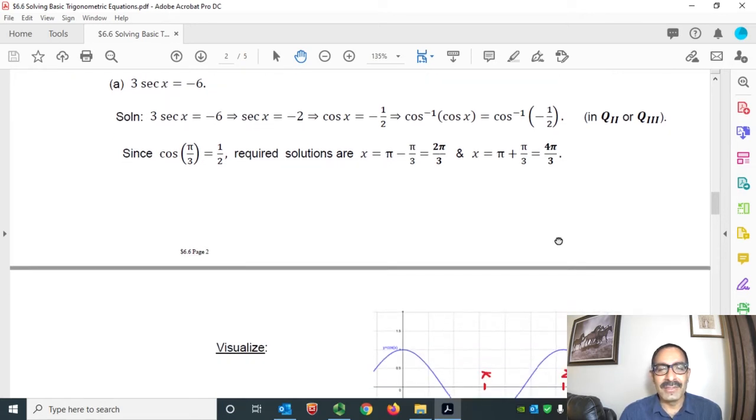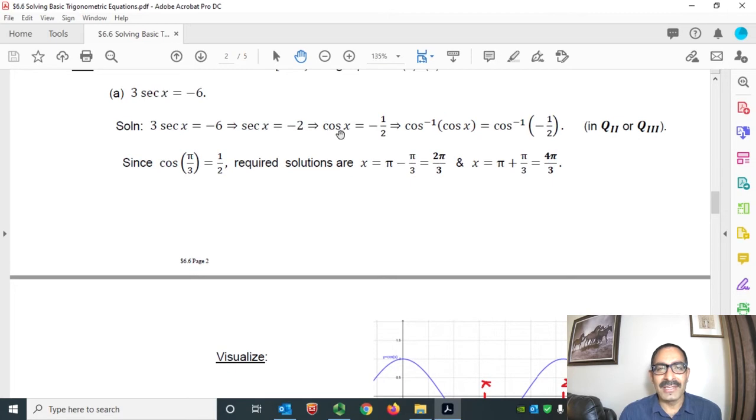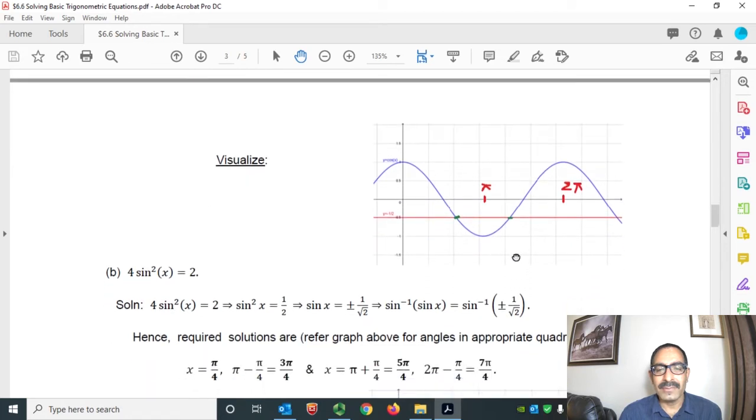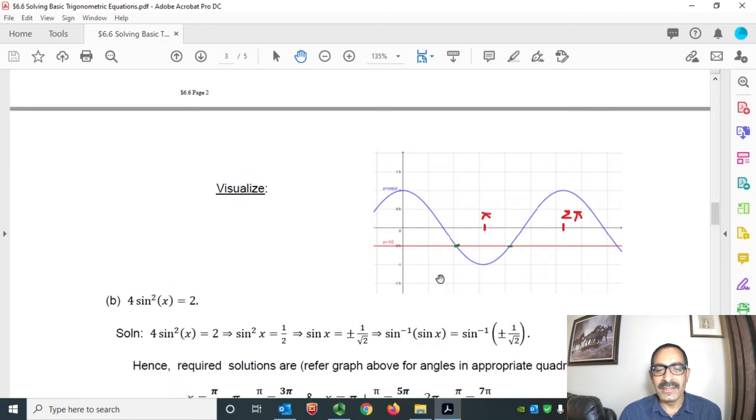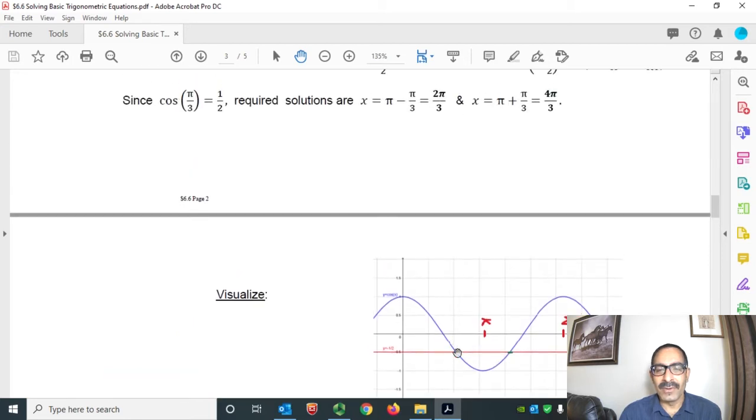Now let me visualize. Here I'm graphing y equals cosine x and y equals -1/2, and I'm looking for the intersecting points. This is the y equals cosine x graph, and this is the y equals -1/2 line. We are looking for these two intersections in the interval 0 to 2 pi. Here's one, in the second quadrant, and this one is in the third quadrant. That's what we found: 2 pi/3 and 4 pi/3. I hope this makes sense to you all.